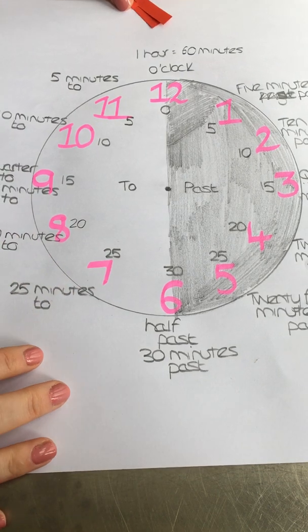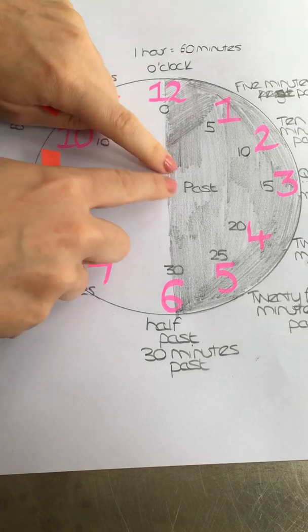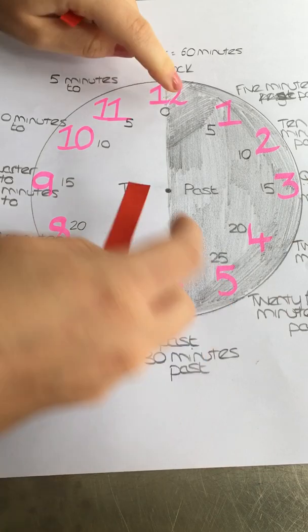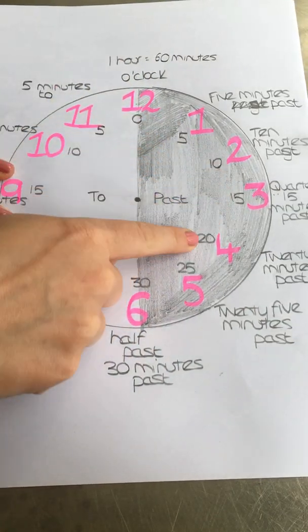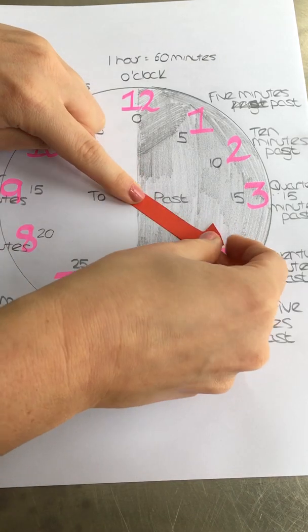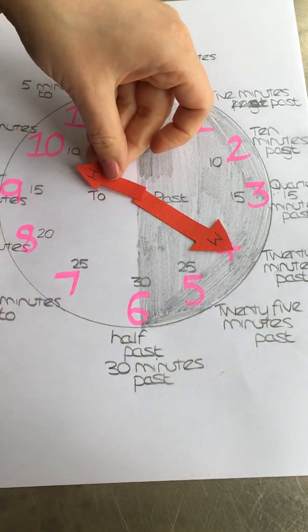Okay, so I could say to you, okay, 20 minutes past 9. I know straight away my minute hand is on this side because it's past. It's 20 minutes past. So I look where my 20 is. My 20 minutes is here. 20 minutes past 9. My hour hand needs to be past 9.